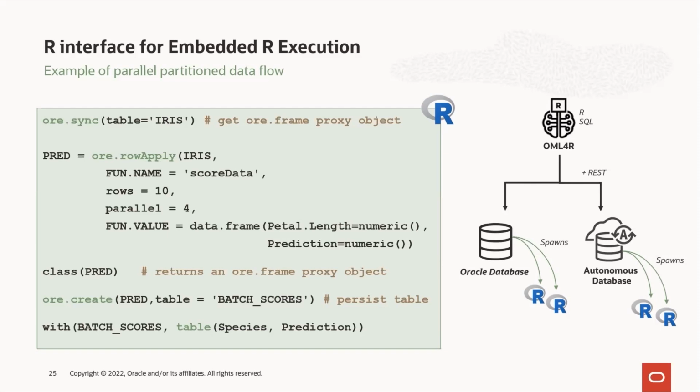Invoking row apply causes the database to spawn the R engines, load the UDF and a data partition into each, and then collect the results, which are presented as a single ORE frame proxy object. And this is important since results themselves can be large. We don't want to pull results to the client unnecessarily. Next, we'll create the table batch scores and use the overloaded R table function to compute the confusion matrix in the database on the batch scores proxy object. And note that only the confusion matrix itself will be returned to the client without the need to load large volume data to the R client engine to do that processing.